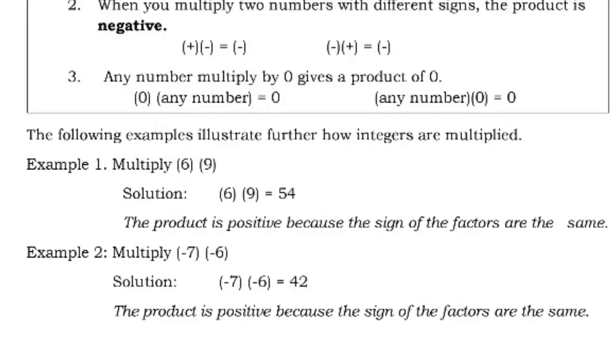The following examples illustrate further how integers are multiplied. Example 1, multiply 6 times 9. So the solution, 6 times 9 equals 54. The product is positive because the signs of the factors are the same. Number 2, multiply negative 7 times negative 6. They have the same sign, so the solution here is equal to 42. Again, if we are going to multiply like signs, the result is always positive.